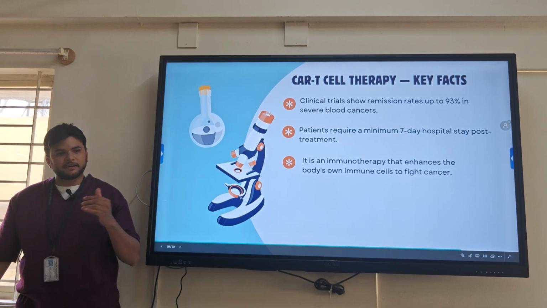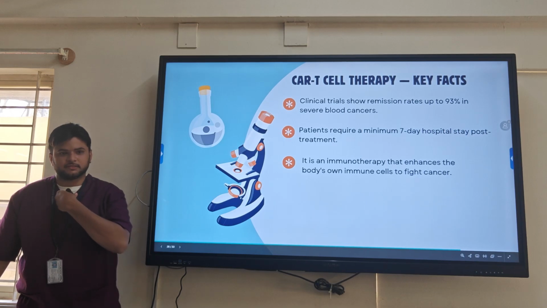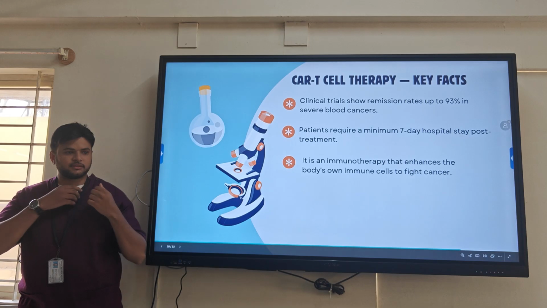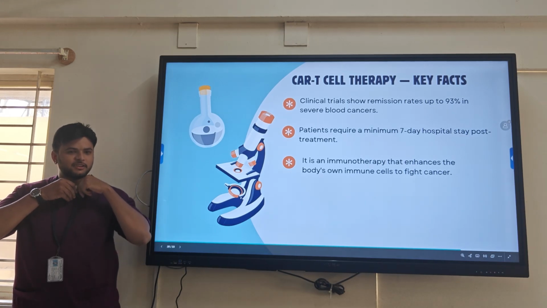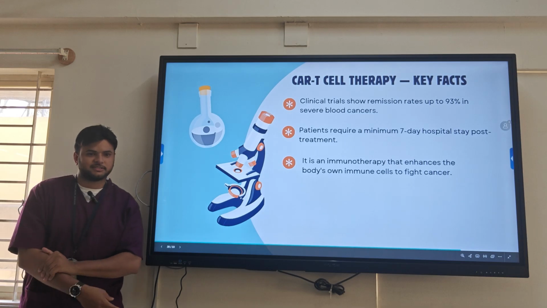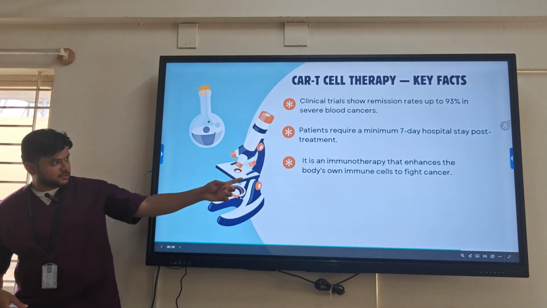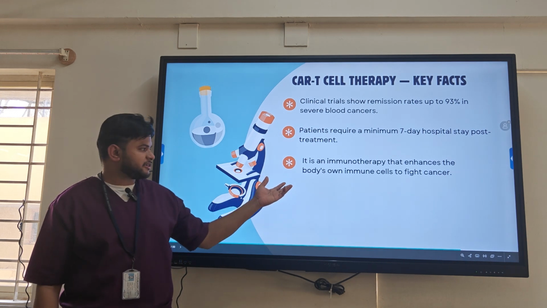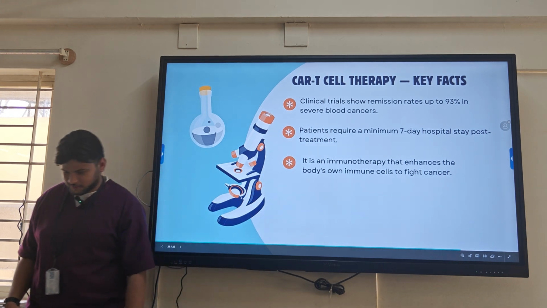It's in the severe blood cancers. Very expensive, that's what I said. It's a drawback, key facts. You can also see that the patient has to stay 7 days post treatment. Disadvantages.